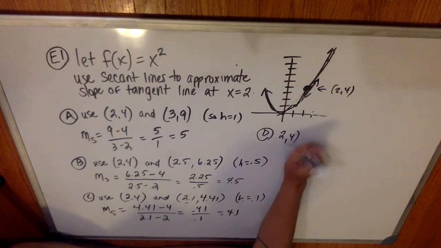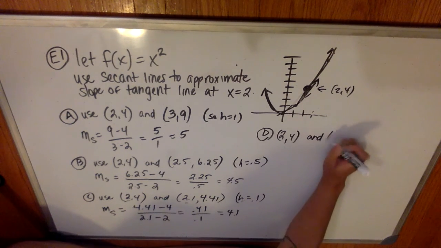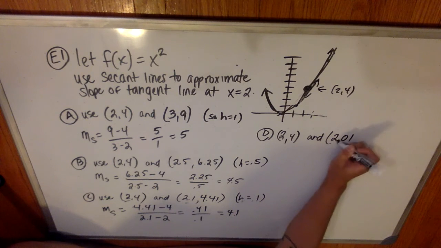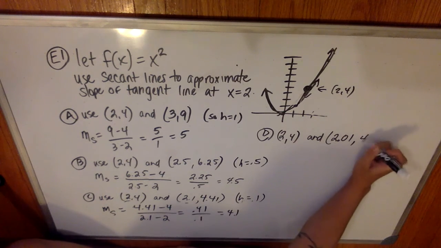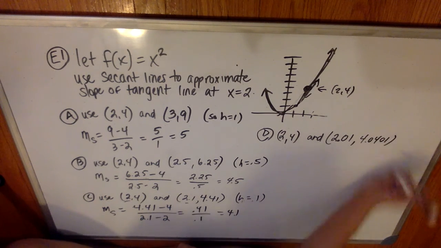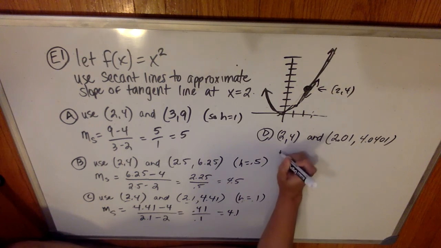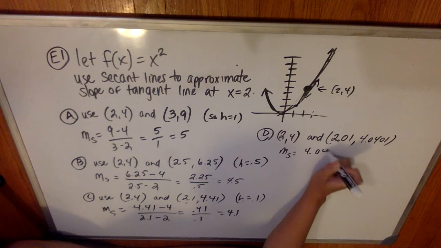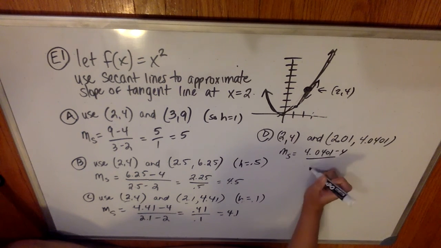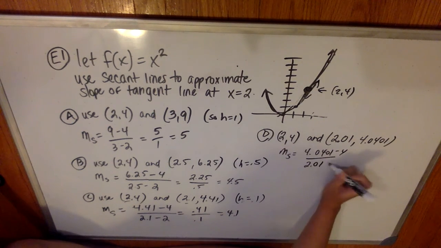Let's do 2 comma 4, and let's do 2.01 comma, I don't really feel like doing that, so I'm just going to go ahead and type it in a calculator because I'm a lazy bum. So that's 4.0401, very small. Okay, so now my secant slope would be y minus the y value, so 4.0401 minus 4 over 2.01 minus 2.